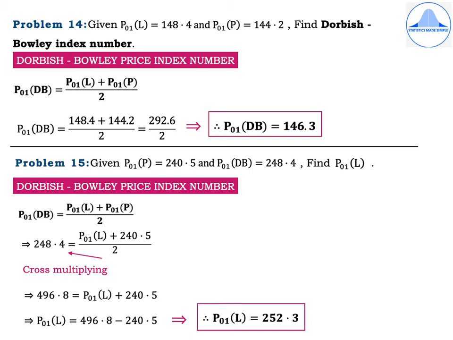Now cross multiply, so you will get 496.8 is equal to P01 of L plus 240.5, or P01 of L is equal to 496.8 minus 240.5, or Laspeyres price index number P01 of L is equal to 252.3.